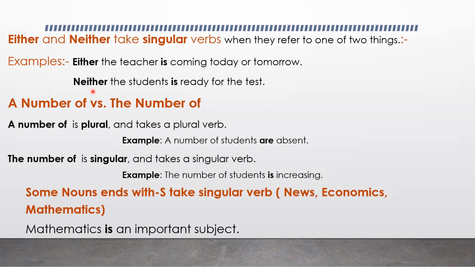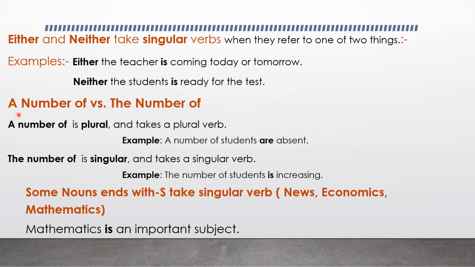In the next one, neither the students, although students is there, but neither the student is ready for the test. So ये आपने ध्यान रखना है, when either or, neither nor are used in pair, then we have to go for the subject nearest to the verb. जो nearest होगा verb के, according to that verb we have to select, right?